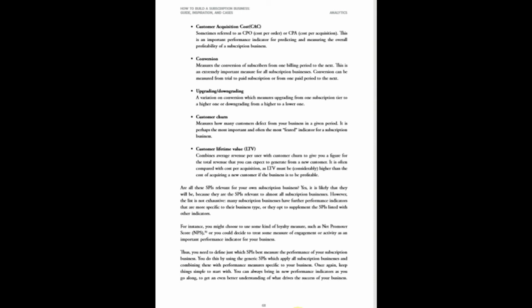Build a culture of constantly trying to develop your process in order to improve the performance of your subscription business.